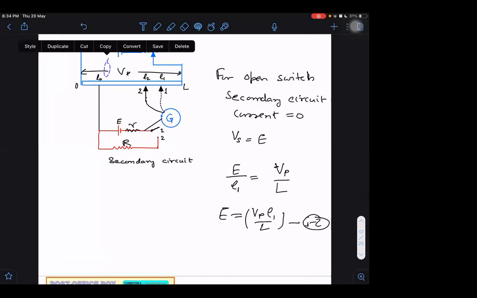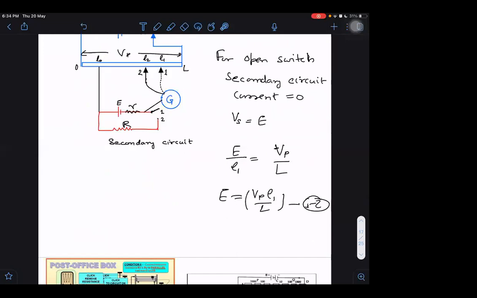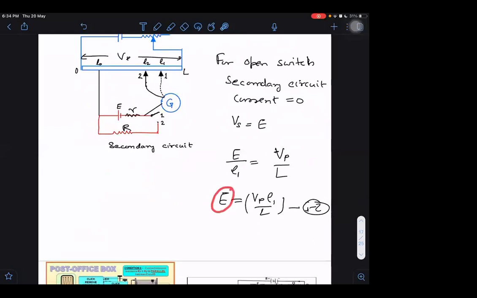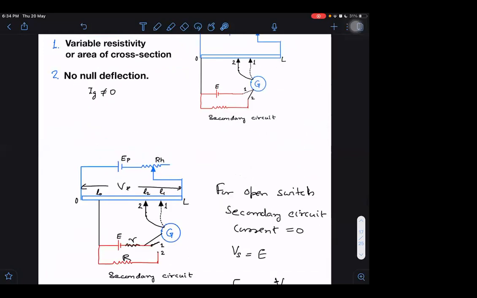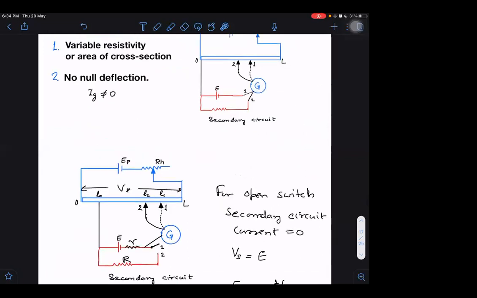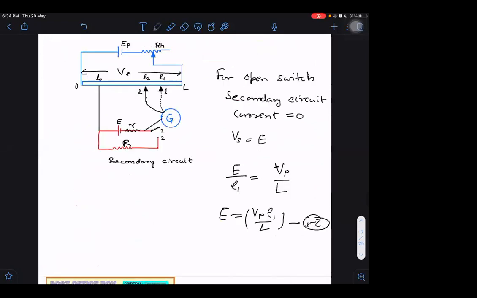The purpose of the potentiometer is to determine the EMF of a cell and its internal resistance. These two things we determine. One more thing: normally they don't say it in books. If you read NCERT or other places, they say we use it to compare EMFs. I can use it to compare EMFs also. How can I use it to compare EMFs?